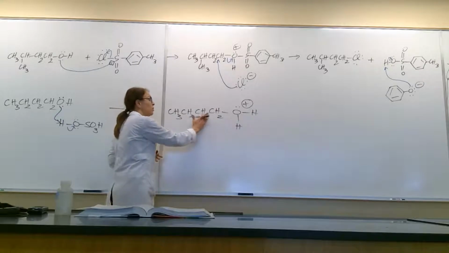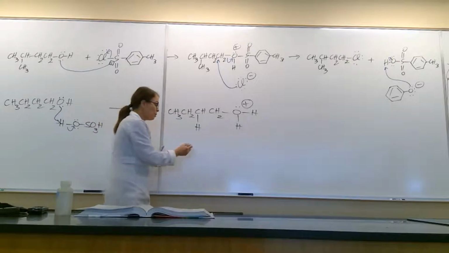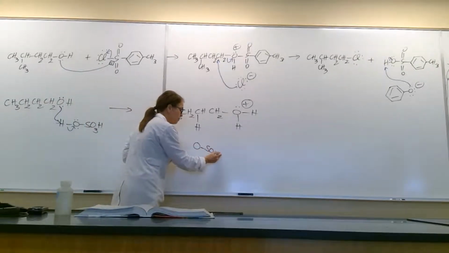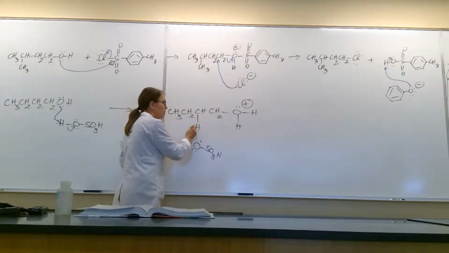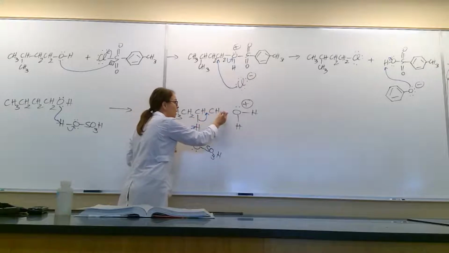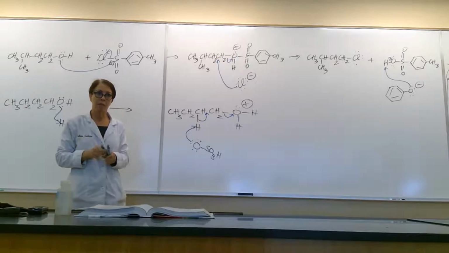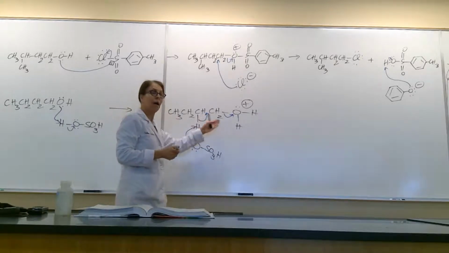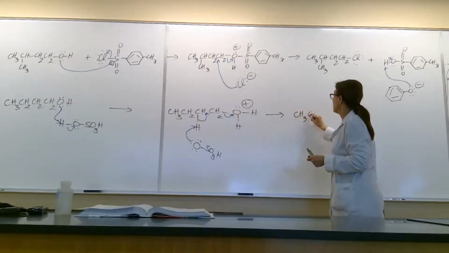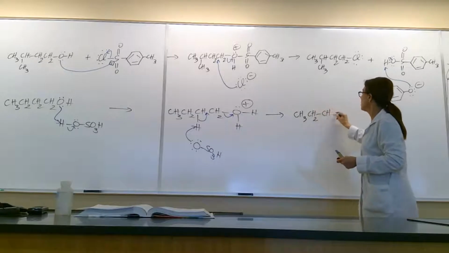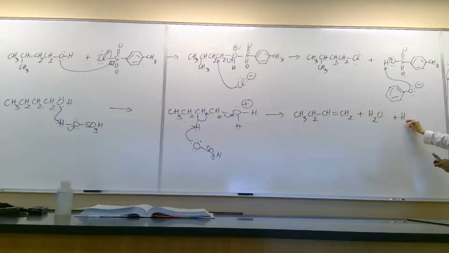No. So what we need to do is, we have an H here. Okay, so what happened is the sulfonate will grab the H, and then this folds here. So every time you see heat, you have an elimination. And it's always you need an alpha hydrogen to create a double bond. So you end up with CH3, CH2, CH, CH2, plus H2O, plus sulfuric acid.